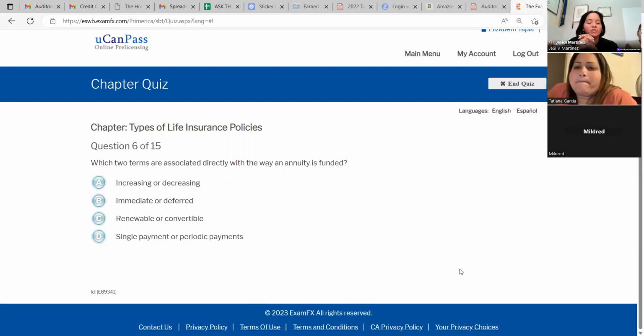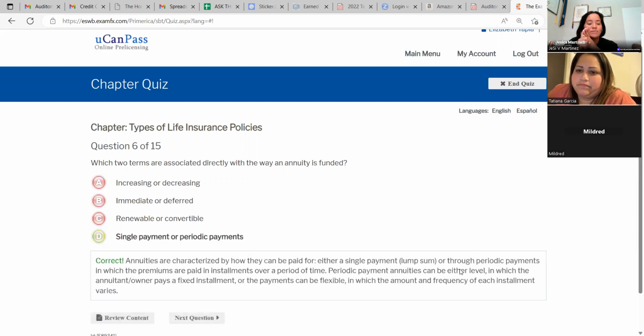Which two terms are associated directly with the way an annuity is funded? So increasing or decreasing, immediate or deferred, renewable or convertible.